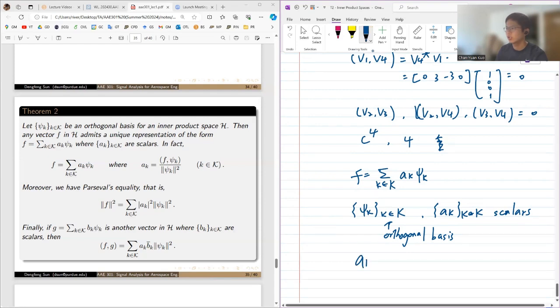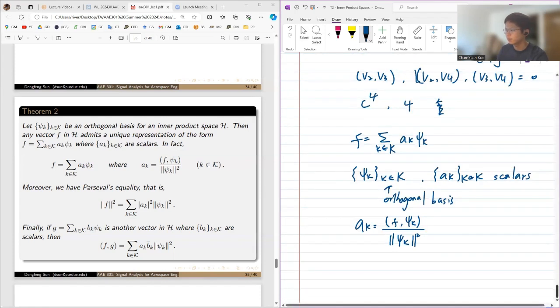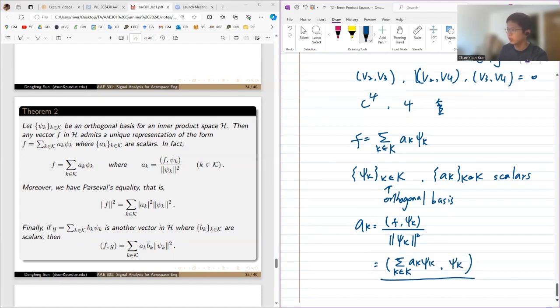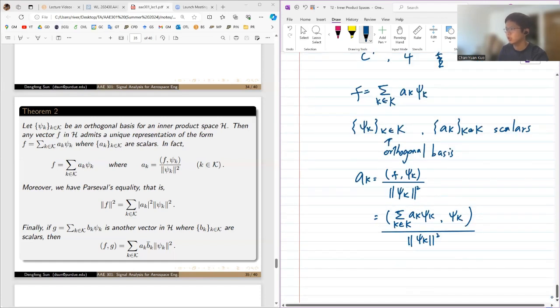The coordinates ak can be obtained by dividing the inner product of f and psi k by the norm squared of psi k. Now let's see why this works. First, we replace f with the summation of ak times psi k, for all k in the kappa set, in the inner product with psi k, and here we divide it by the norm squared of psi k.